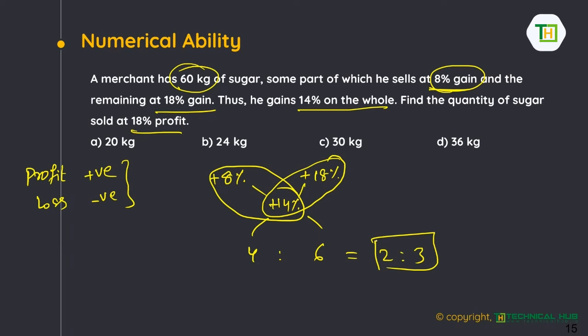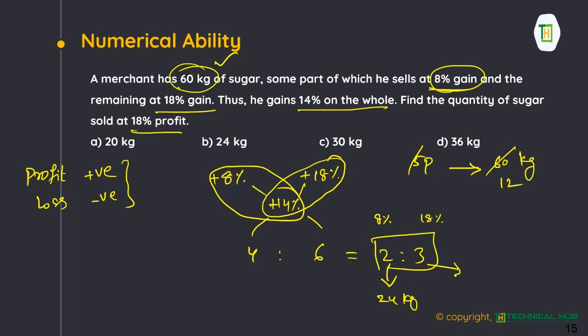Now, if you observe carefully, this 2 is for 8% gain and these 3 parts for 18% gain. Altogether, we have 5 parts in the ratio. These 5 parts are equal to the total quantity, 60 kgs. Each part is equal to 12 kgs. Here, the first one has 2 parts. One part is 12, 2 parts is equal to 24 kgs. And the second one has 3 parts. 3 parts is equal to 36 kgs. 24 kgs and 36 kgs.